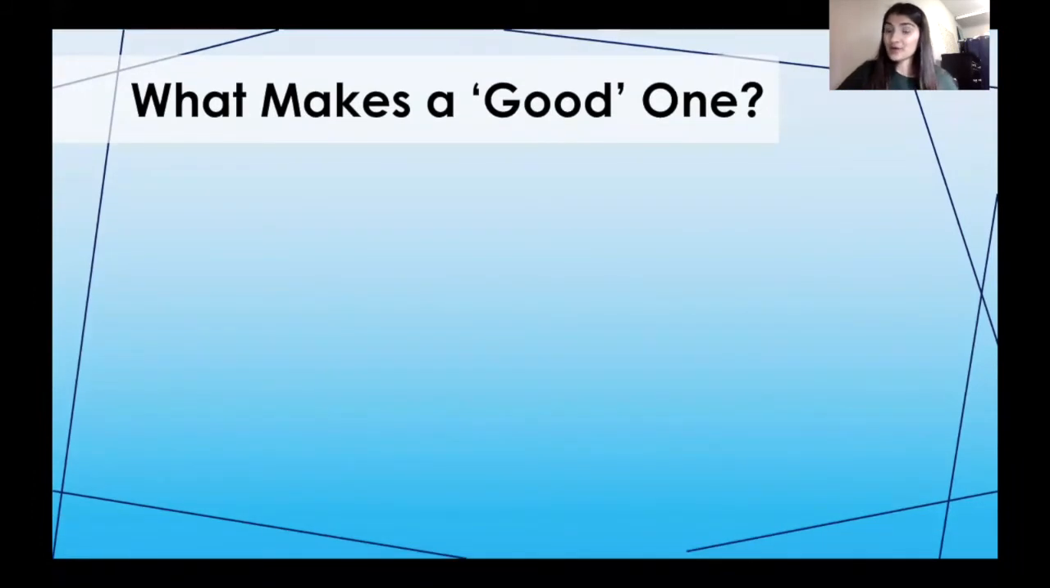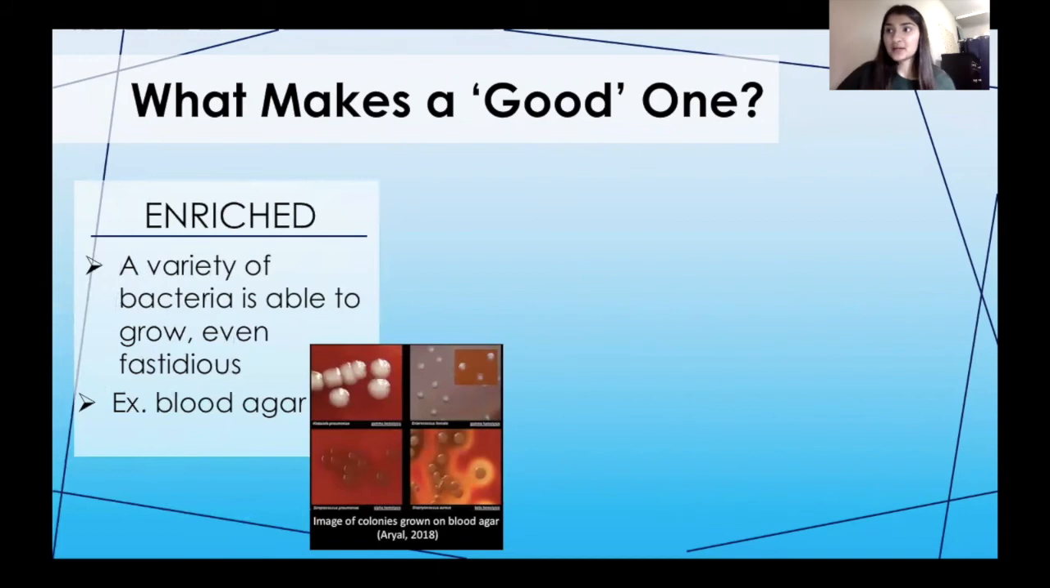Now that we've learned a little bit more about each of these mediums, what makes a good medium? Well, in general, it depends on what your purpose is for the experiment you are trying to conduct. An enriched medium would be a good one if it fulfills its function of allowing for a wide variety of organisms to grow. This means that it should include all the nutritious contents needed, even for fastidious bacteria. For example, the blood agar medium discussed earlier consists of the basic elements like a little bit of peptone, which is a protein digest, yeast extract, agar, some sodium chloride, and of course the main ingredient being 5 to 10% of sheep blood. And here you can see an image of some colonies grown on blood agar.